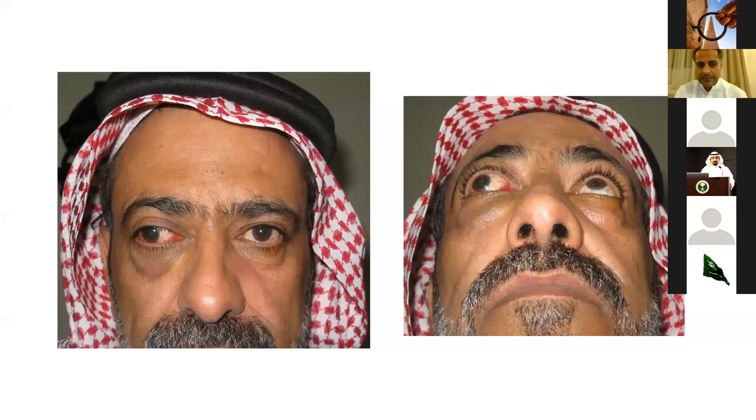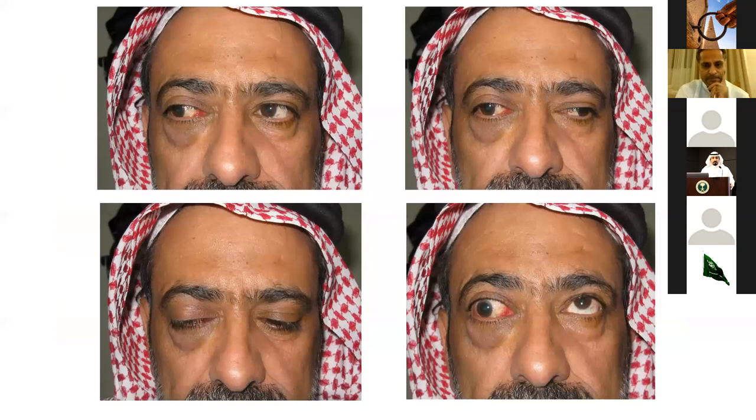Okay. So first of all, I'll start with the history. The presentation is for 3 weeks. I'll ask the patient if there's any associated pain, he's complaining of double vision. Any decrease in vision, any previous similar attack in the past, if he had any trauma or recent surgery before, and systemically, is he medically free or is he having any known chronic illness? Then I will proceed with the examination for the patient.